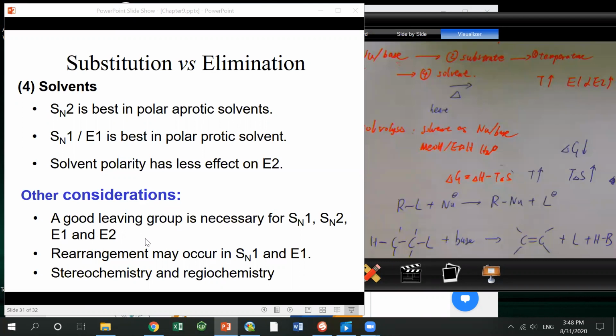Rearrangement only happens in SN1 and also E1, because those two involve a carbocation, and a carbocation can undergo a one-two alkyl shift or a one-two hydride shift to give a more stable carbocation, okay. And stereochemistry and also regiochemistry.